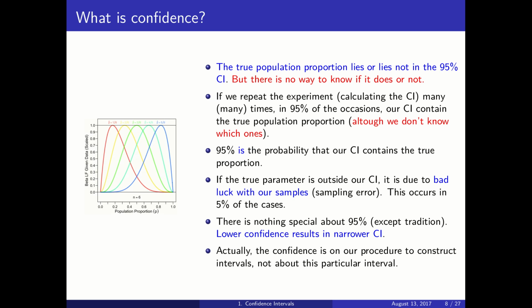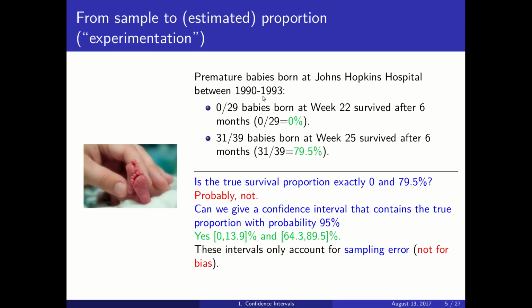So what is the confidence interval? The true population proportion lies or does not lie in the 95% confidence interval. There is no way to know if it does or if it doesn't. So the true proportion of survival for this type of babies is somewhere here or it is not. But we don't know in which case we are.